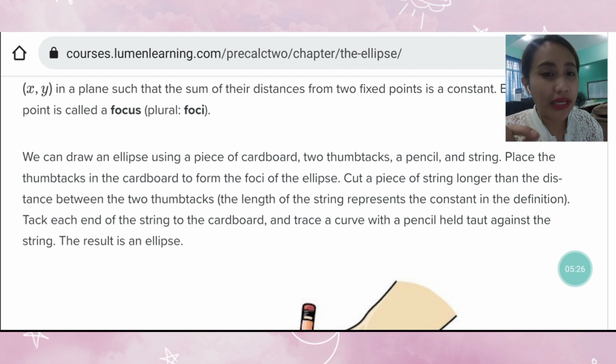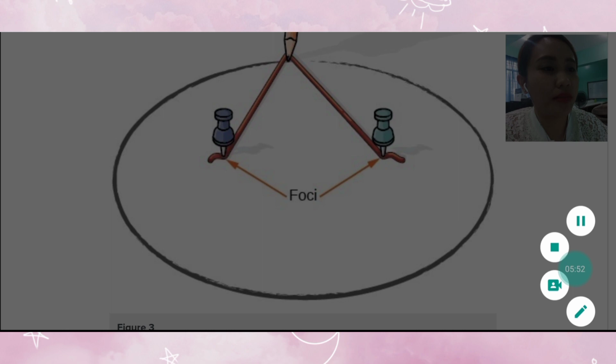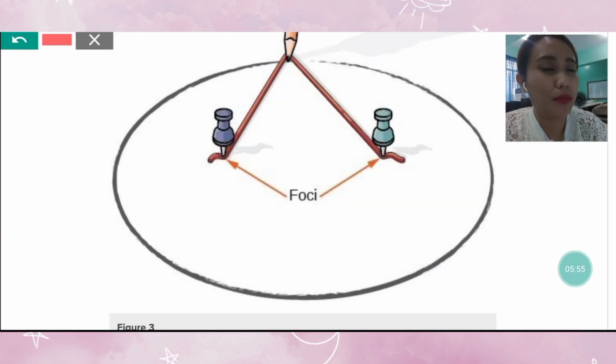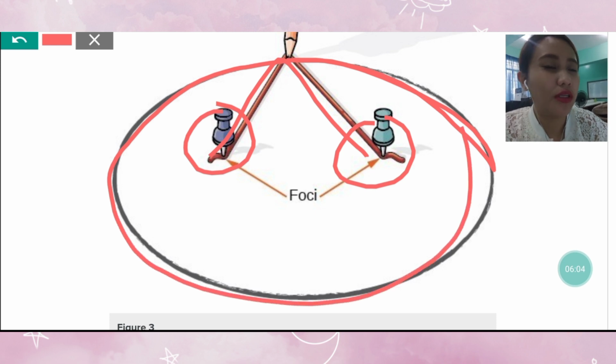After that, you attach each end of the string to the cardboard and then trace a curve with a pencil held taut against the string. If you have the two thumbtacks right here, then you place the ends of the string on the thumbtacks. You can actually draw the ellipse using the string and the pencil. So this is your manual drawing of the ellipse. You have the thumbtacks right there, you have the string there, you can draw with the pencil around and you will be able to form the ellipse.